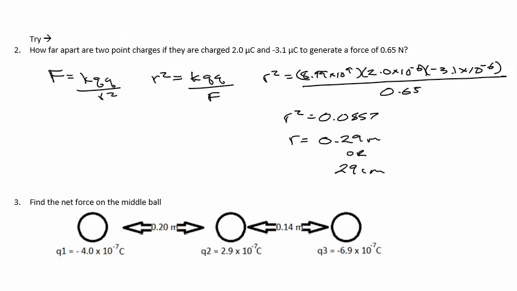Just taking a look, we're going to start off with our formula and do a manipulation: multiplying both sides by r squared, dividing both sides by the force, leaving you here. Plugging in our numbers, r squared winds up being 0.0857, which after you square root both sides, you're going to wind up with r equal to 0.29 meters or 29 centimeters.